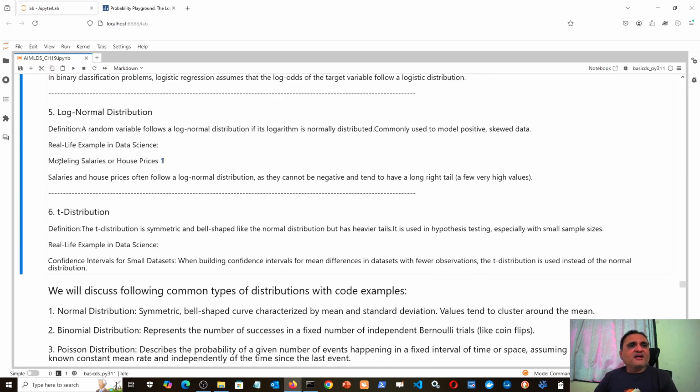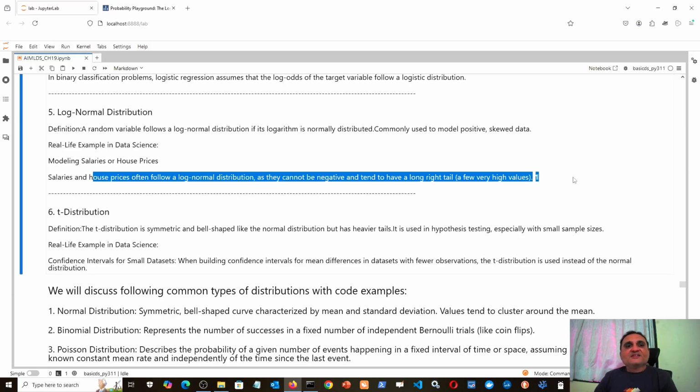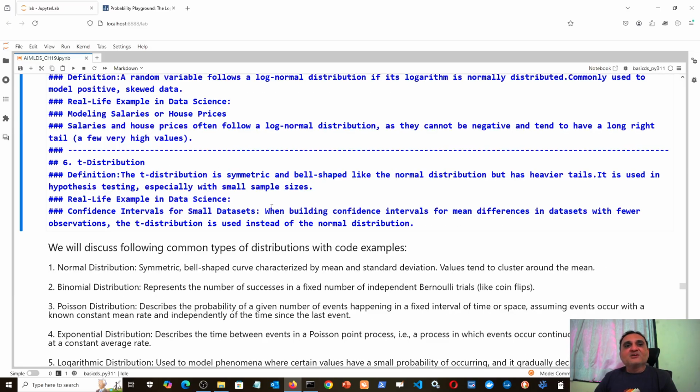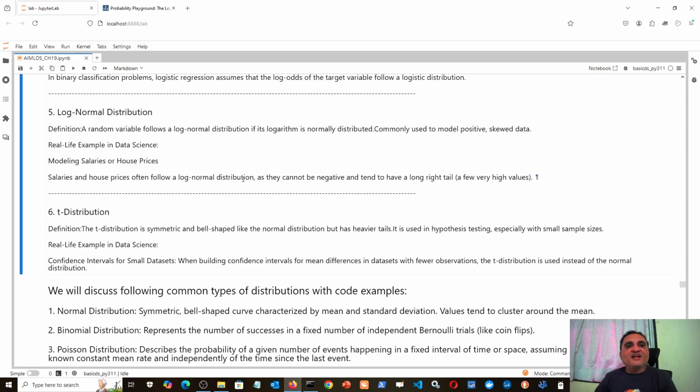Then a practical real life example: modeling salaries or house prices. Salary and house prices often follow the log normal distribution because it has two main characteristics. One, it cannot be negative. Salary cannot be negative, house price also cannot be negative, right? And second, they have a long tail. That means there are always a few people who are extremely high paid in any company, the CEO and the vice president and so on. They are extremely high paid, and there are always a few people who are not that high paid.